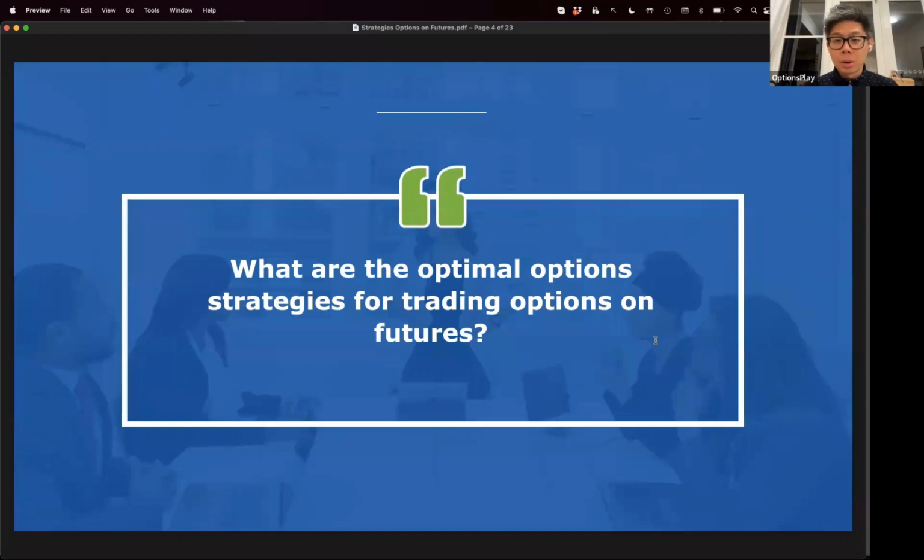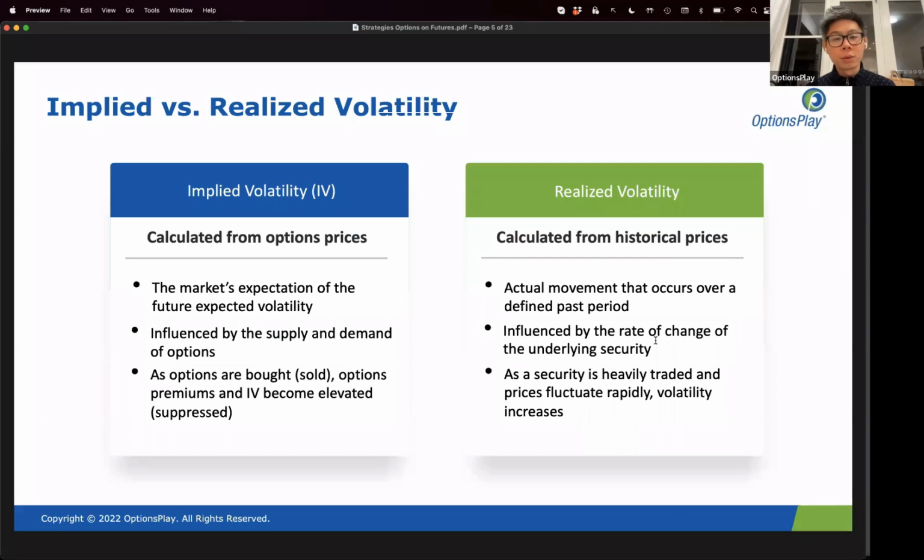But the primary thing that I want you to be able to walk away from today's session is a clear understanding as to what are the optimal option strategies specifically for trading options on futures. And we'll talk a little bit about what are the differences between options on equities, such as stocks or ETFs versus futures, and what advantages you might have and how to take advantage of those advantages using these specific option strategies. So first, before we jump into that, I do want to introduce the concept of implied versus realized volatility.